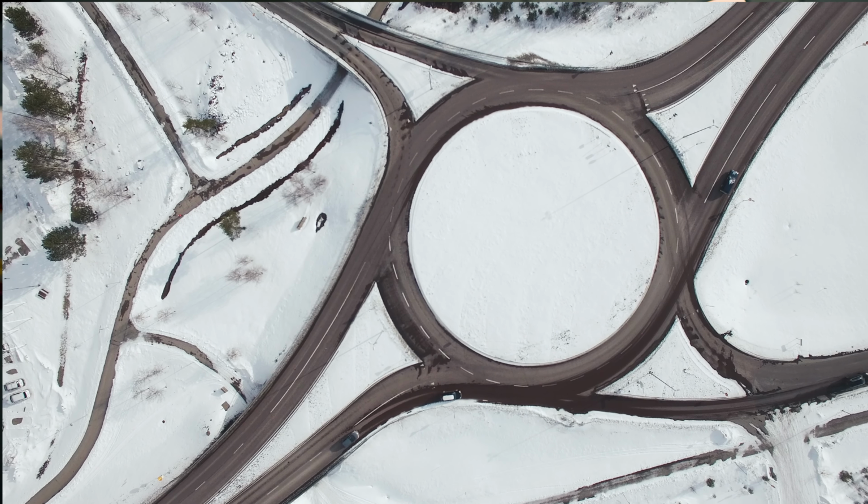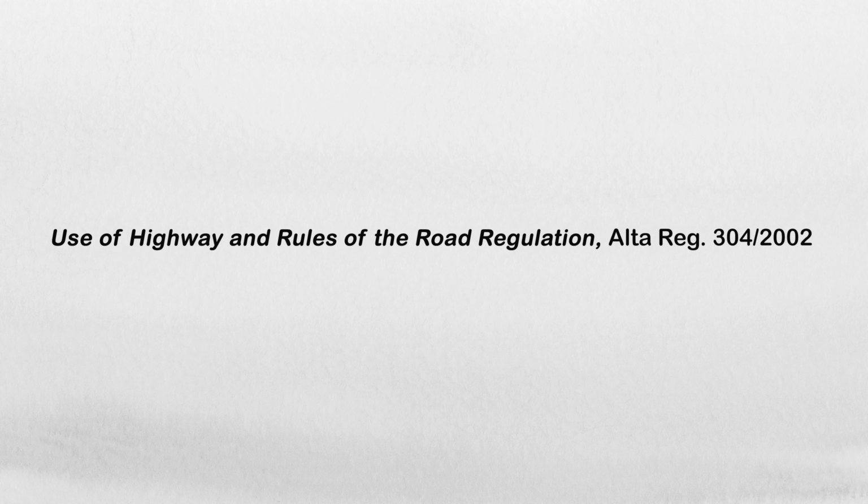If you're wondering what the difference is between a traffic circle and a roundabout, it usually has to do with size. In some places, traffic circles are merely one-lane roads that are smaller, in more residential areas, whereas roundabouts are typically multi-lane roads with separate islands for vehicles approaching, and basically move a greater volume of traffic. In Alberta, they're both called traffic circles, and the rules are in the Traffic Safety Act and its regulation, the Use of Highway and Rules of the Road Regulation.